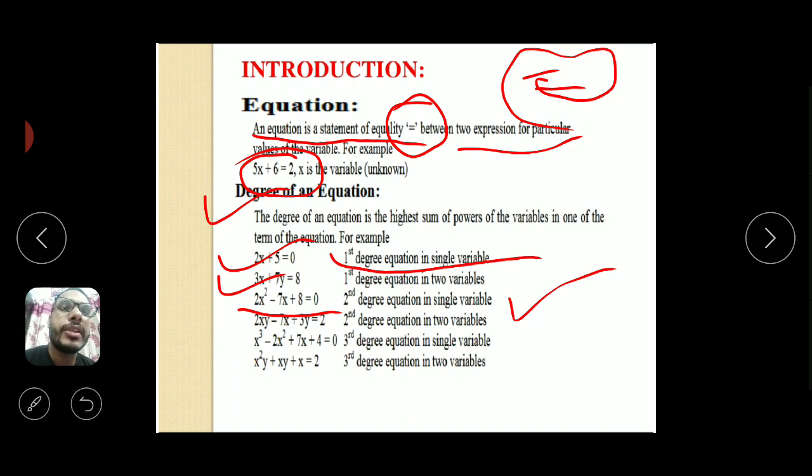3-degree equations in two variables. How come this is a 3-degree equation? x square y plus xy plus x equals to 2. If you talk about only x, the degree will be 2, not 3. For x square y plus xy plus x, the degree is not 3. The degree is 2 here. It is wrongly printed out here.